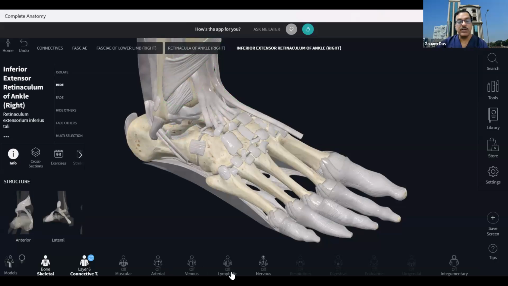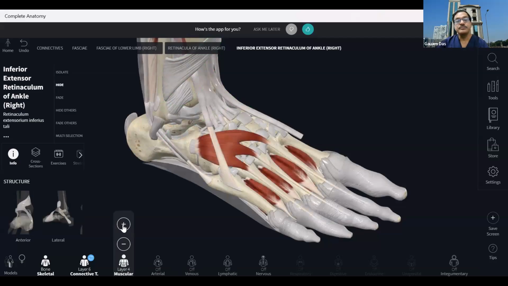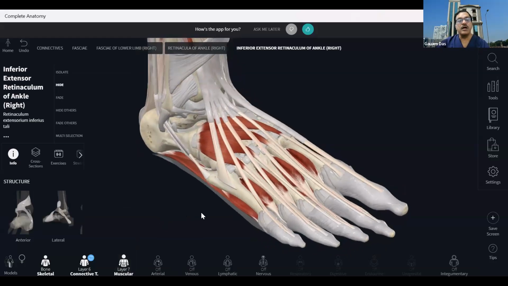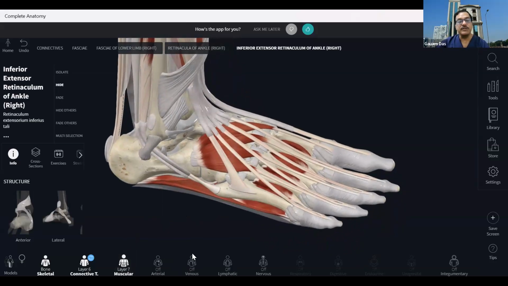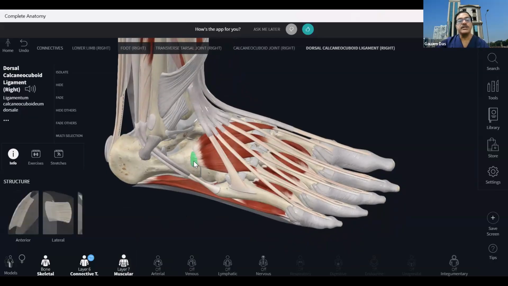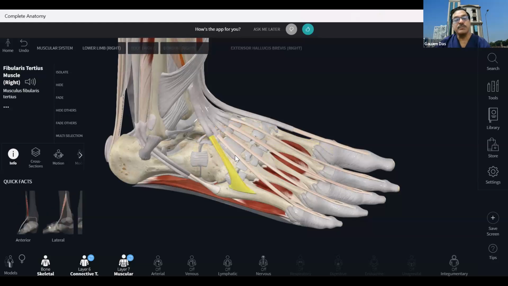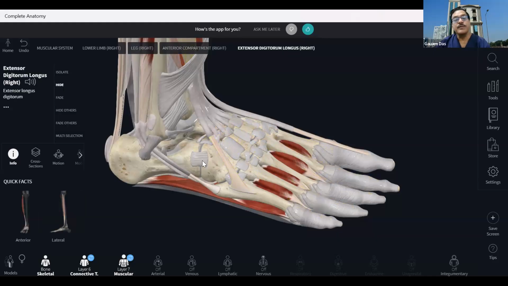Let me put some tendons also. Then you will be able to understand it better. Okay. So one of the ligaments here, let me show this ligament. This is one of the very important ligaments, the dorsal calcaneocuboid ligament. And there is another ligament. Let me remove that, otherwise we will not be able to see that ligament. That is your bifurcate ligament. The bifurcate ligament is between the calcaneum and the other bones. So this is the bifurcate ligament.